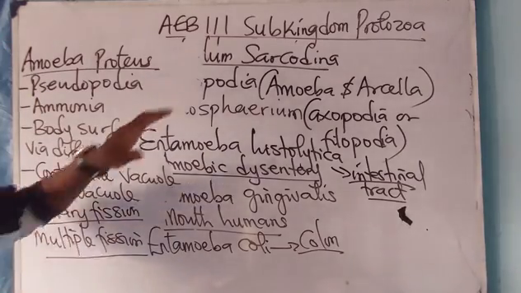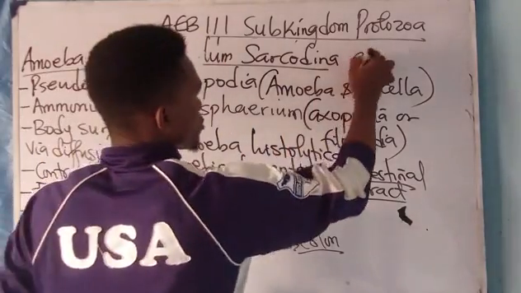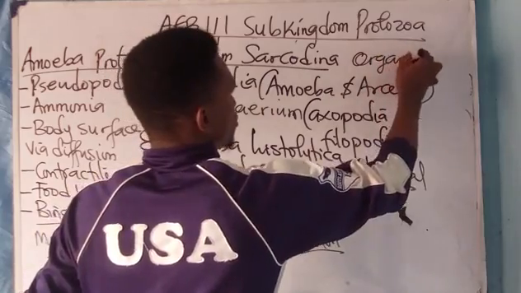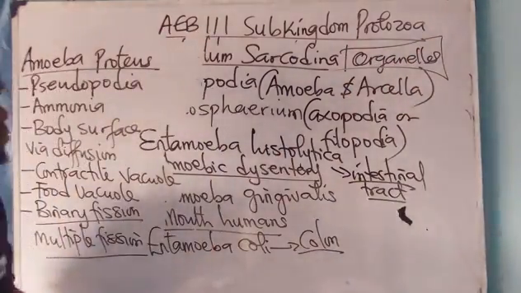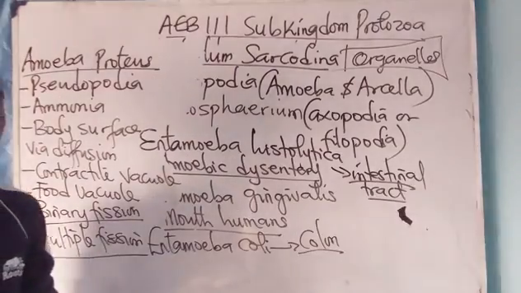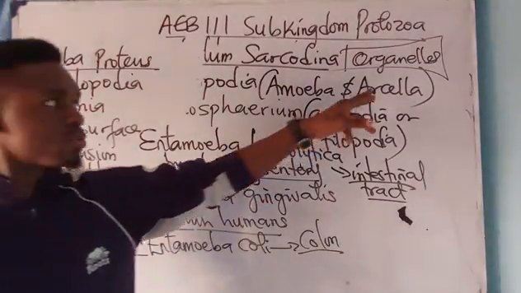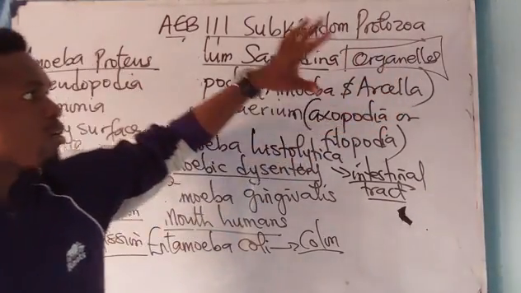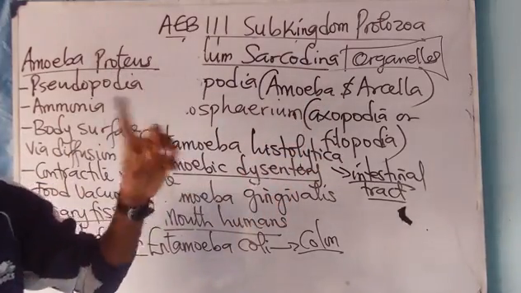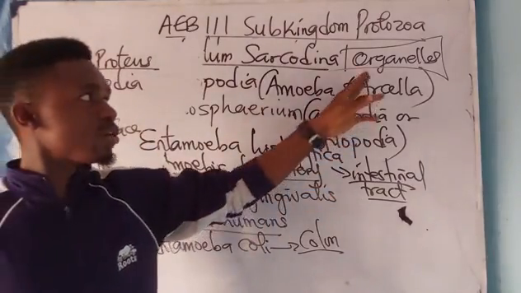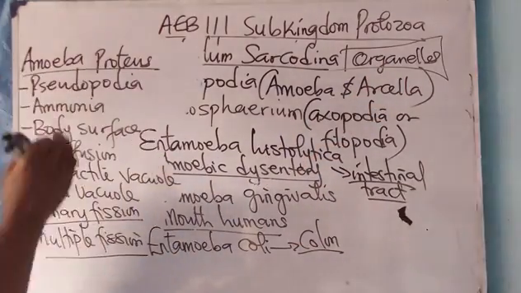Please take note, all these organisms exist as organelles. They do not have tissues, they do not have organs, and they do not have systems. All of them are unicellular, that is, they have just one cell. So they exist at the cellular level.